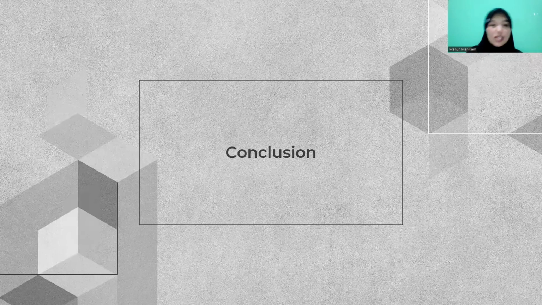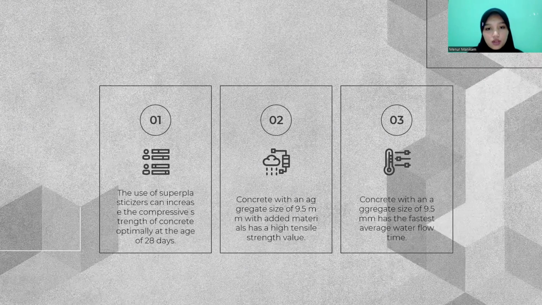Okay, the last is the conclusion. Based on the research that has been done, it is concluded that the use of superplasticizer can increase the compressive strength of optimum concrete at the age of 28 days with an aggregate size of 9.5 millimeter. Likewise, with tensile strength, concrete with an aggregate size of 9.5 millimeter with added materials has a high tensile strength value.